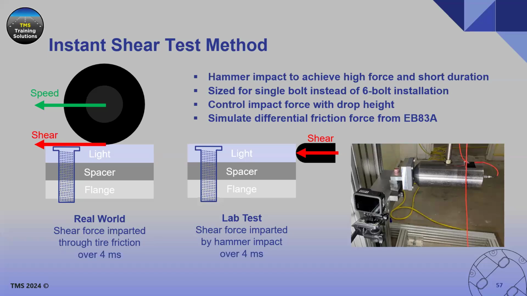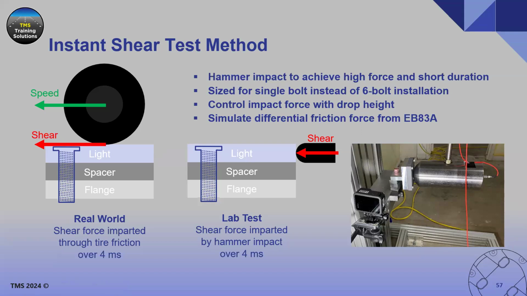So in our lab method, instead of using friction to move the light, we use a hammer on the side, which then imparts a force to the side of the light fixture and creates that shear force between all the different shear planes. We can control the impact force and the time duration. We're achieving about 1 millisecond impact duration with our current setup, but we can vary that.